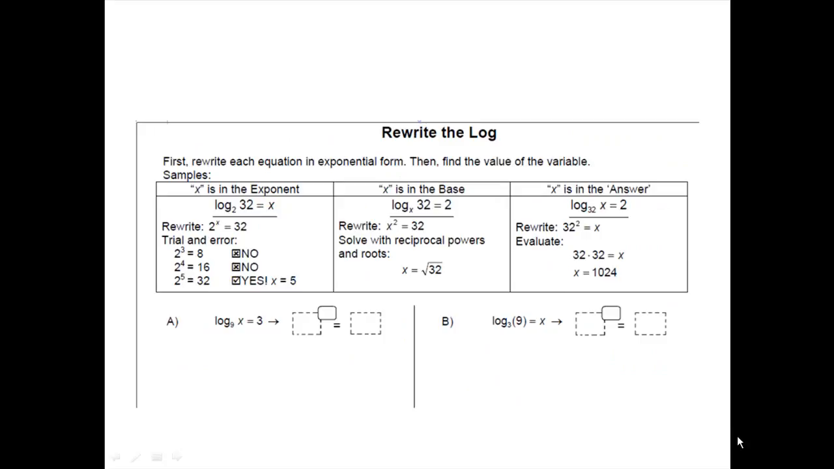When we practice rewriting a log, there could be three different kinds of scenarios. The first one is when x is the exponent.